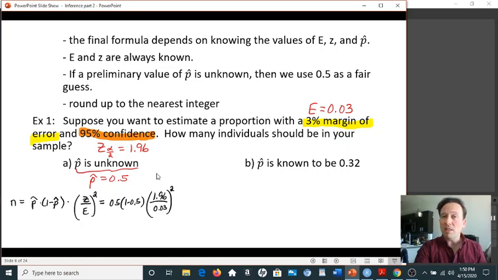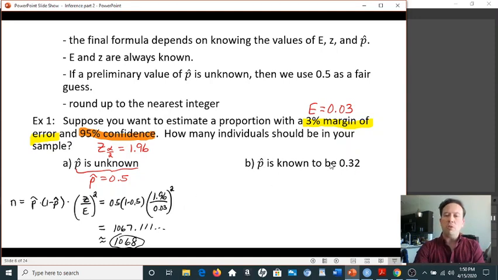Don't forget to square that quantity. On the calculator, you're going to get 1067.11111 repeating. And remember, the rule here is to round up to the nearest integer, which would be 1,068. So this particular study would need 1,068 people to be able to achieve a margin of error of 3% and 95% confidence.